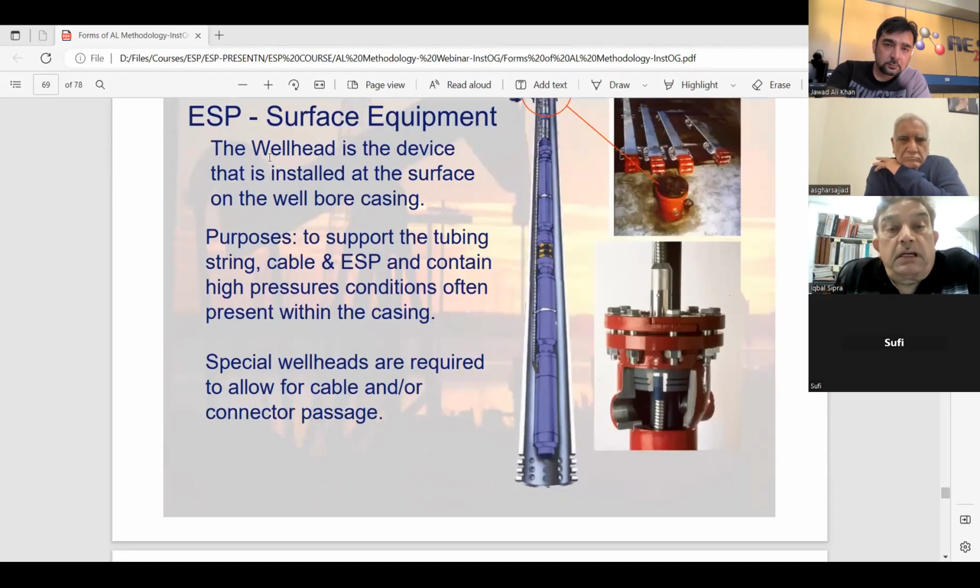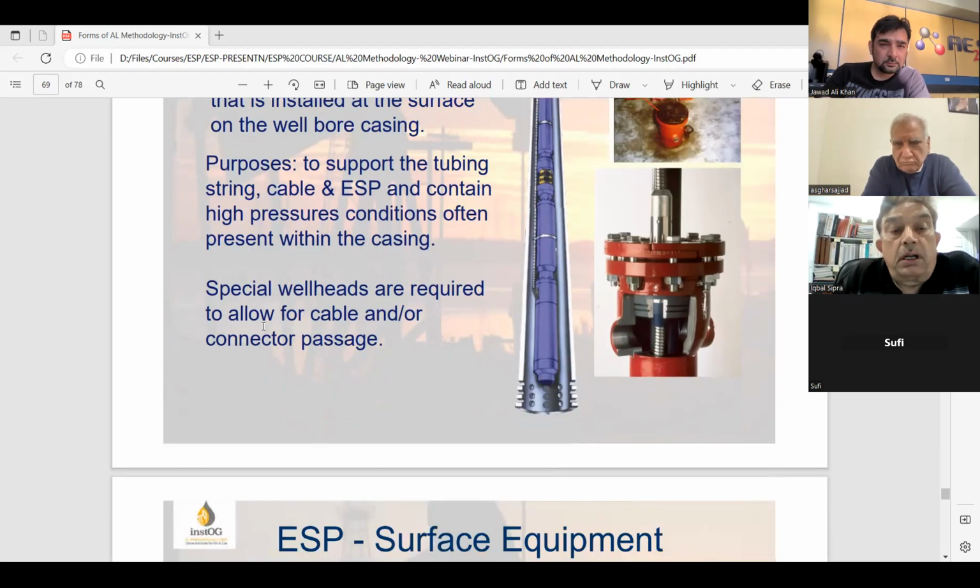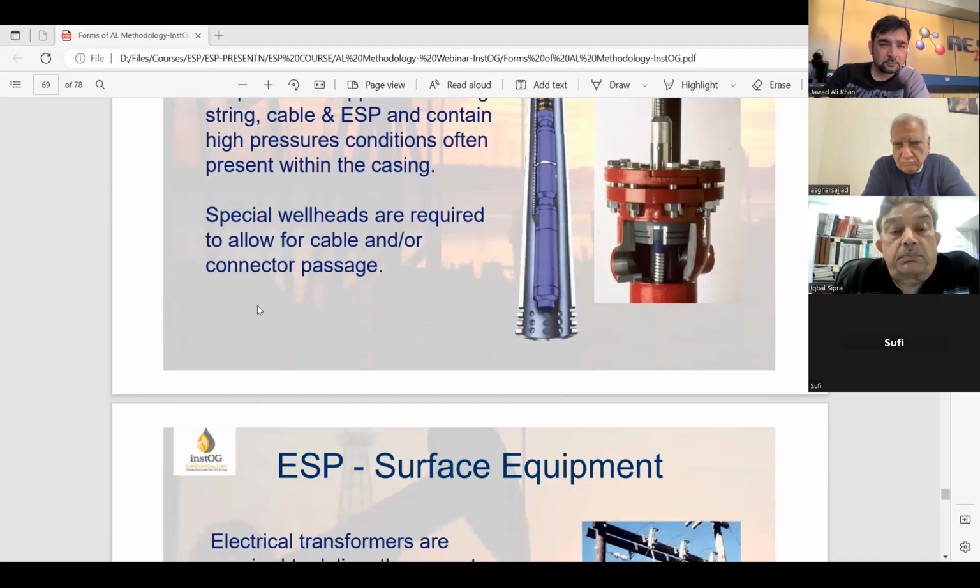Surface equipment: the wellhead is the device installed at the surface of the well casing. This is your wellhead, a special wellhead installed for the ESPs. It allows the tubing, and at the same time the mandrel, which allows the power cable and the current through the wellhead, containing the well fluid and the pressure within the system. Its purpose is to support the tubing string, cable and ESP and contain the high pressure conditions often present within the casing. Special wellheads are required to allow for cable and connector passage.